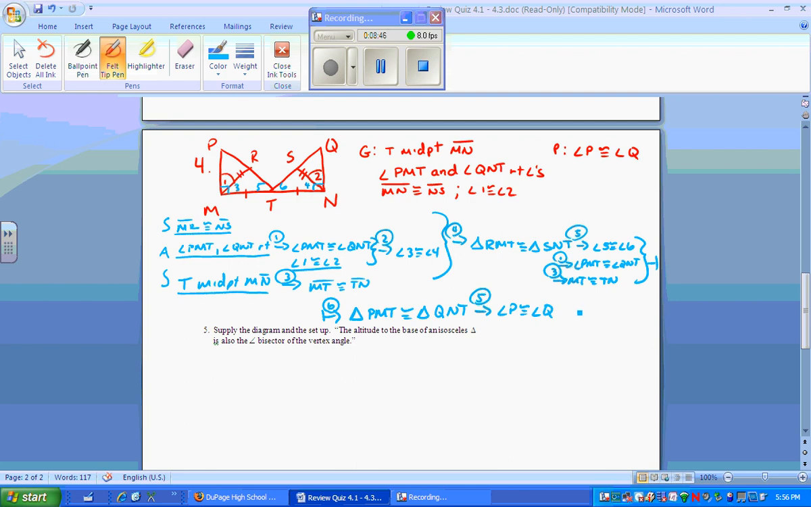We need our reasons. Reason 1, all right angles congruent. 2, we did subtraction. 3, you see the word midpoint, so it's definition of midpoint. 4, side angle side. 5, CPCTC. 6, we're at angle side angle, and we're done.